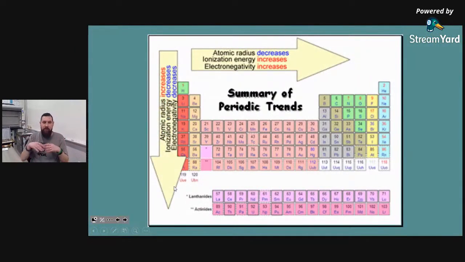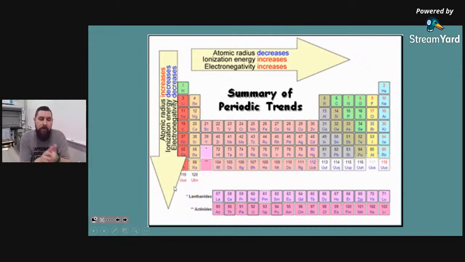And as a summary for these five, here's what I want you to notice. Atomic radius decreases as you go across. Ionization energy, electronegativity, and electron affinity, they all increase. Ionic radius also decreases. So here's the key to understanding all this. As you go across a period, your radius, whether it's atomic or ionic, decreases, and your other trends all increase.